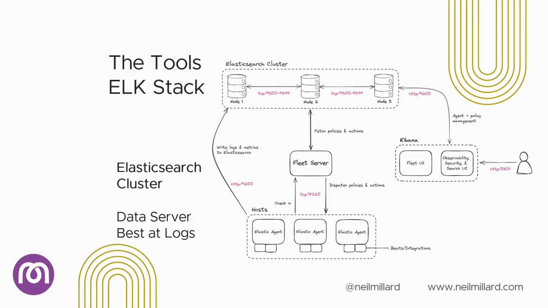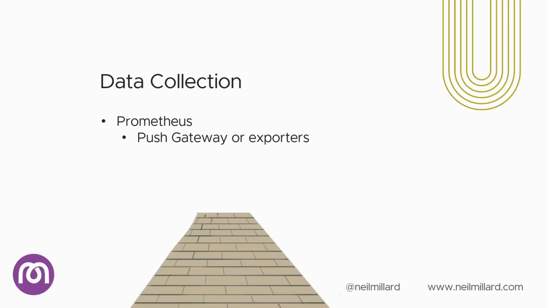The ELK stack, Elastic Stack, has a number of other terms too. ELK stands for Elasticsearch, Logstash, and Kibana, because those are the three major components. Elastic server for storing the stuff, Logstash for gathering the stuff, and Kibana for visualizing the stuff. Elastic server is better at storing logs than metrics, but again, it can store both.